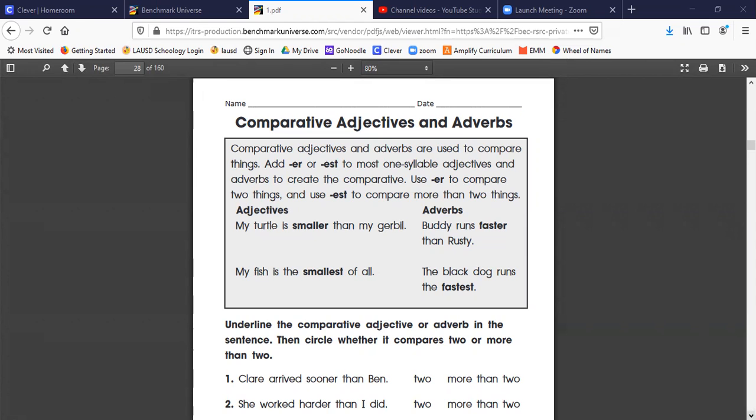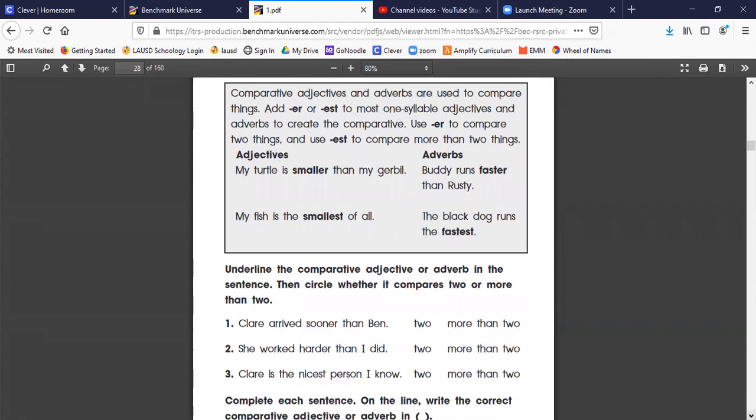What they're asking us to do in this first section is underline the adjective or adverb, and then circle whether it compares two things or more than two things. And one way we can do that is by looking to see if it's ER or EST.